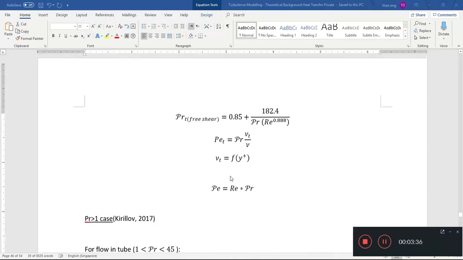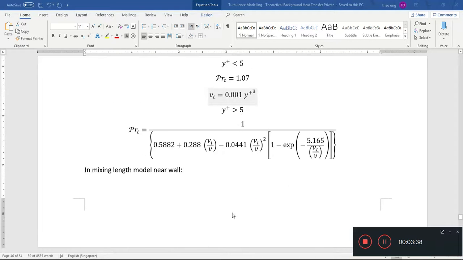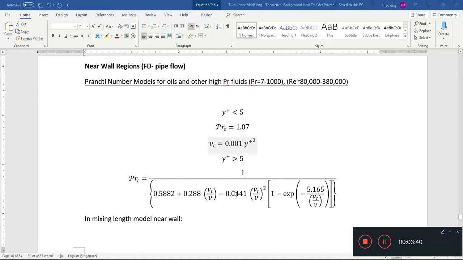Of course, the liquid metals one we discussed is very important because they have low Prandtl number. So the turbulent Prandtl number will have a lot of Reynolds and Prandtl number dependence, and of course distance from the wall as well. For high Prandtl number fluids, there were tests run from Prandtl number equals 7 all the way up to 1000, and Reynolds number very high, 80,000 to 380,000. It's a very high Reynolds number, I guess.